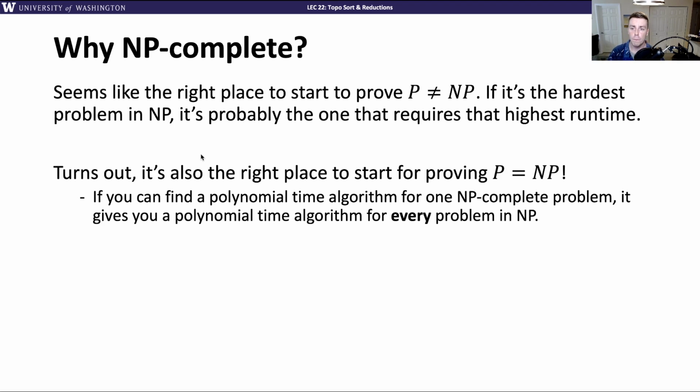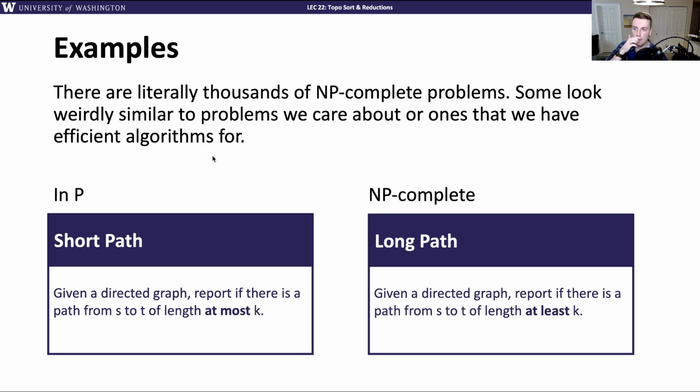In the next couple steps, I'll give you some examples of what these NP-complete problems look like. But this is why people care about them. They're in some sense the most important problems in NP because they let you answer questions about the whole set. If you find or disprove an efficient algorithm for one of these NP-complete problems, you can make statements about all of NP. I'll show you after this. So, let me give you some examples.